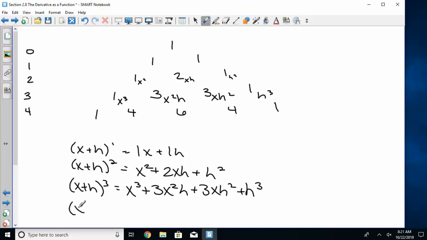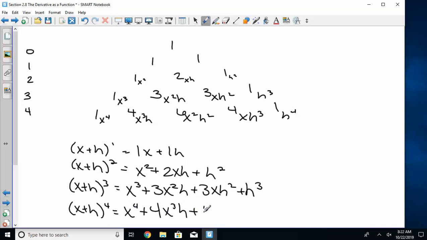If I want to do x plus h to the fourth, your powers of x go down, so x to the fourth, x cubed, x squared, x. Powers of h increase, so there's no h, 1h, 2h, 3h, 4h. So you get x to the 4th plus 4x cubed h plus 6x squared h squared plus 4xh cubed plus h to the 4th.